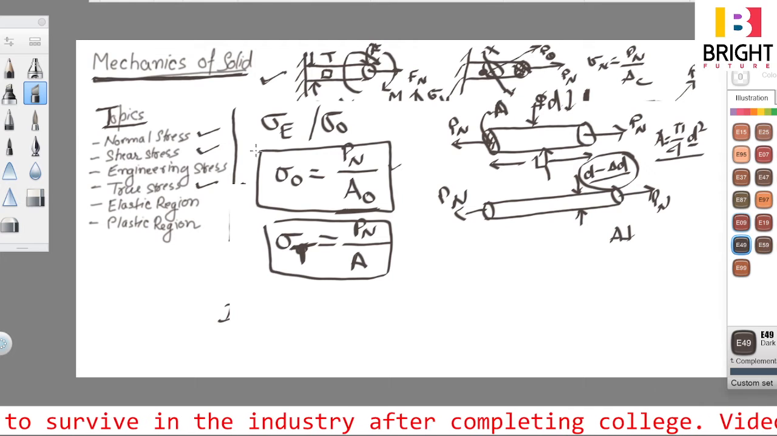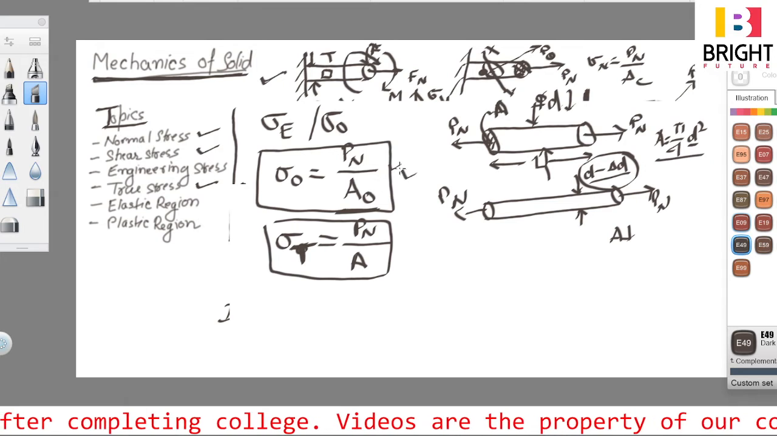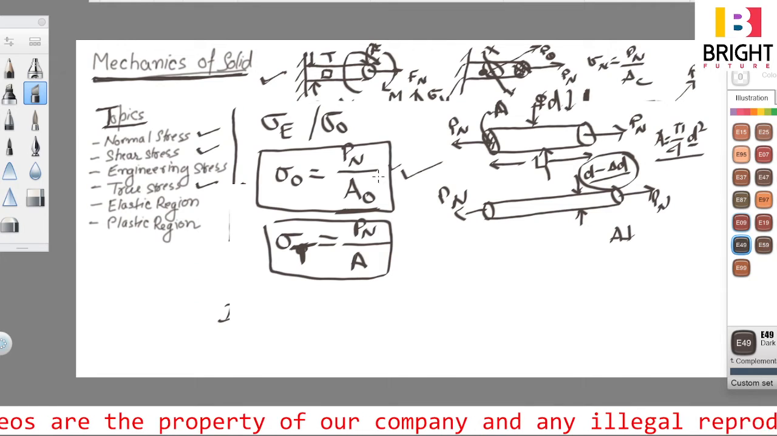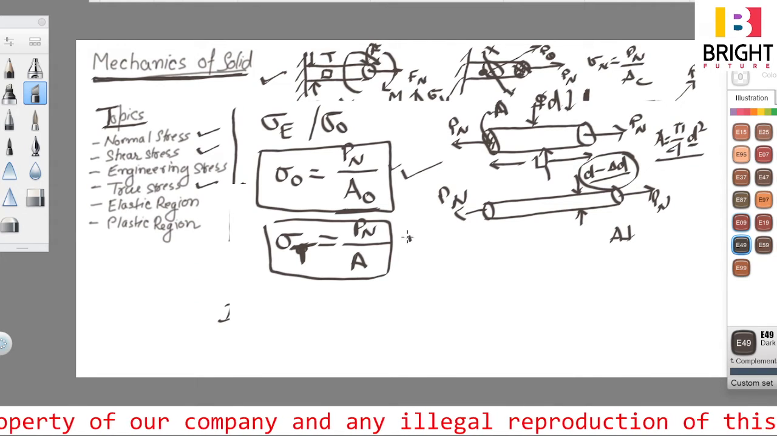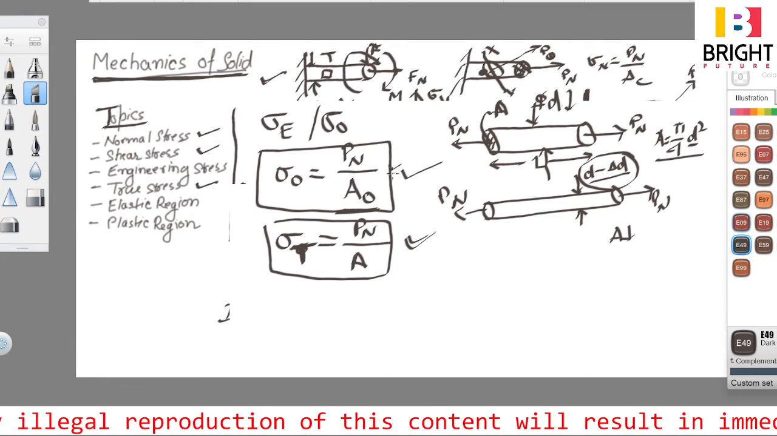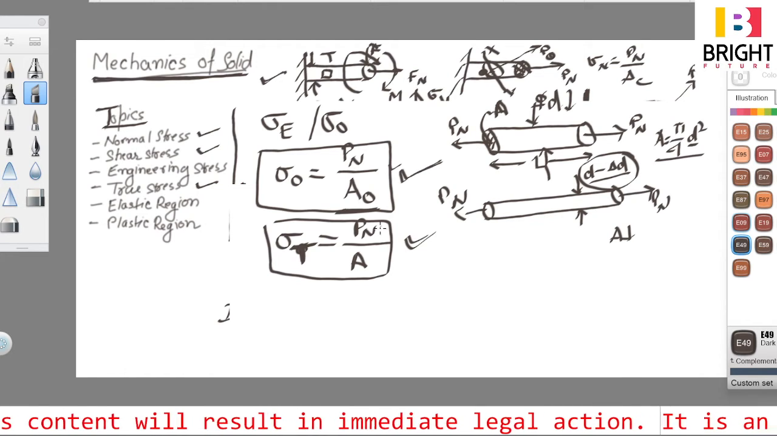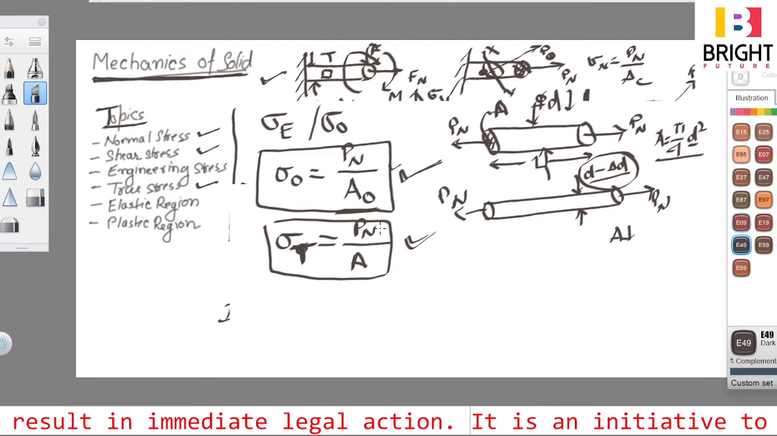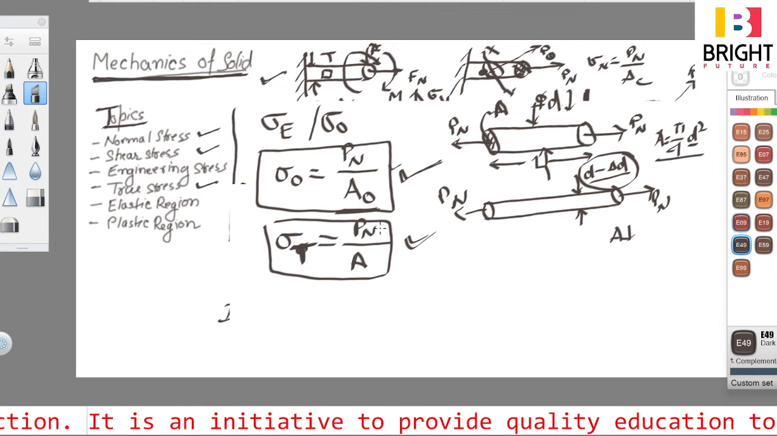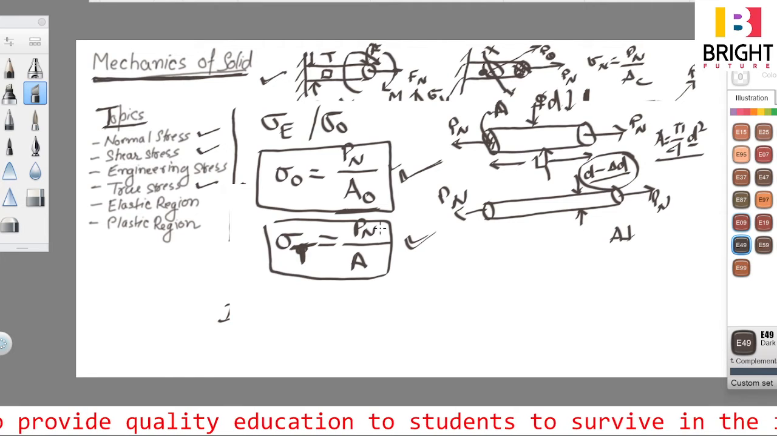Now which one we should use? This true stress is the actual stress, but most of the design time we use engineering stress for designing our machine elements. We don't use true stress, while the actual one is true stress, but this is not required. This one is required because up to point of elasticity both the stresses are almost same. So to make our calculation more simple, we use engineering stress rather than true stress. Okay, so this is the difference.